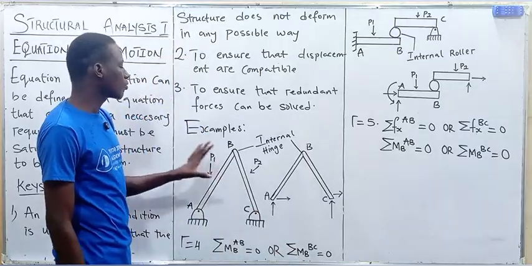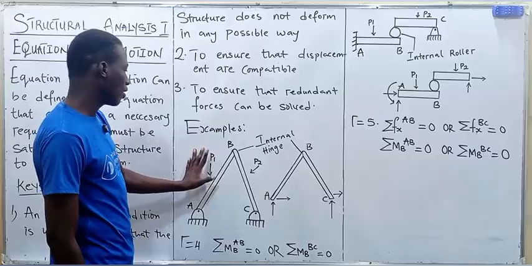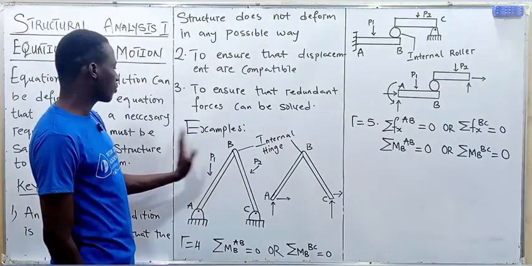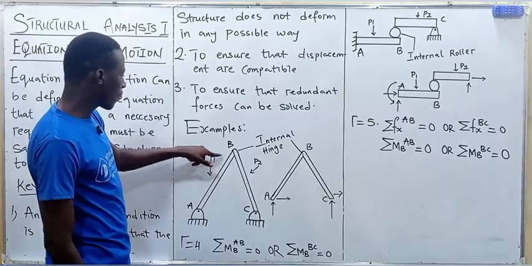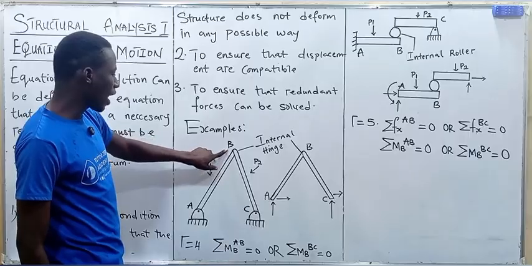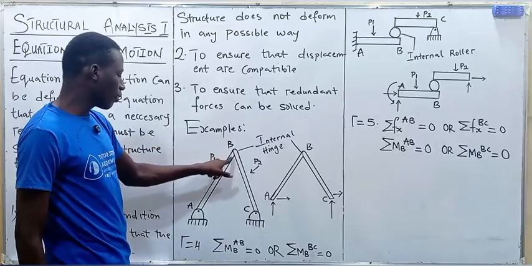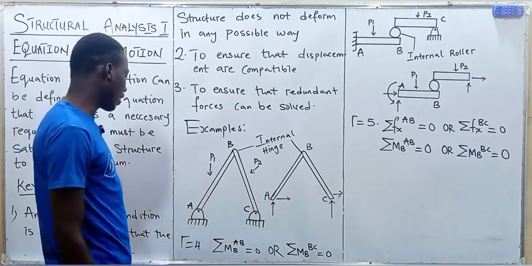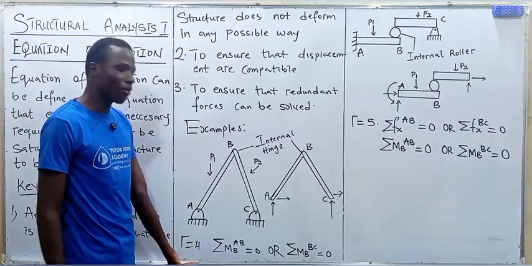Because if we are to solve this particular question, we will need to split the structure into two parts. If you split the structure into two parts, you are going to take moment about point B of either BA or BC, either of them, because you can see from here our reactions is equal to what?